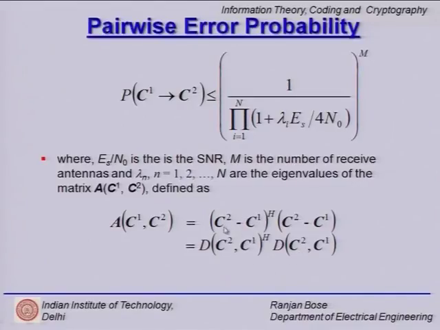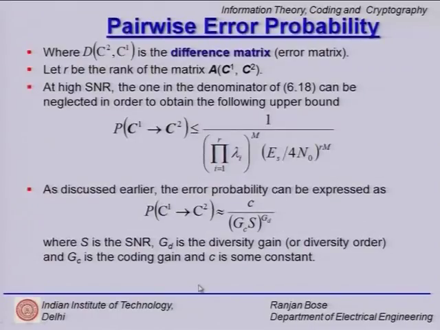It is like the distance, but remember what the elements of this matrix are. These are symbols in the constellation diagram, so it is nothing but a distance. We represent it with D. So, this is the distance between C2 and C1, Hermitian, times the distance between C2 and C1. This is the definition of this A matrix, and D is the difference matrix.